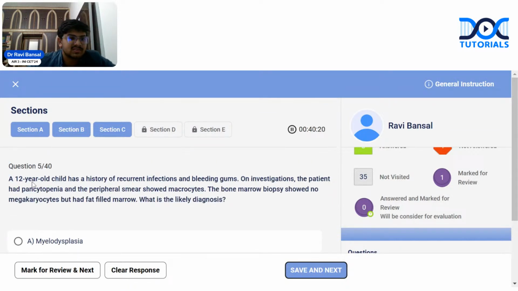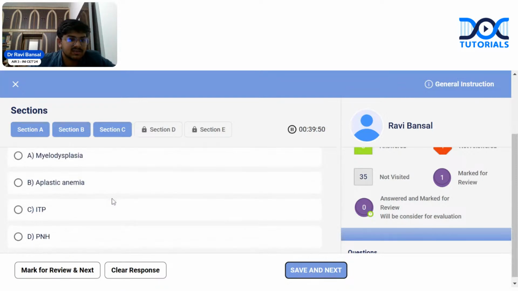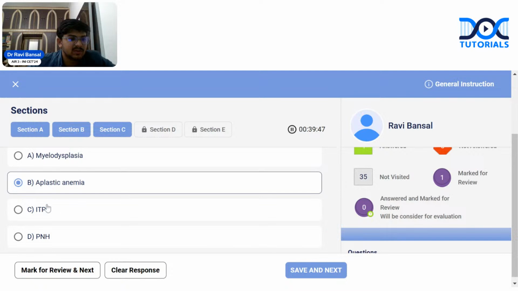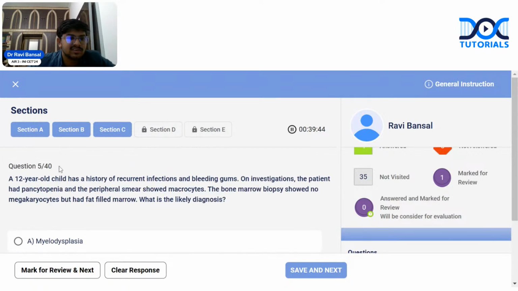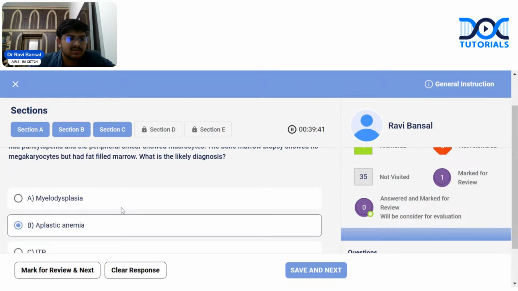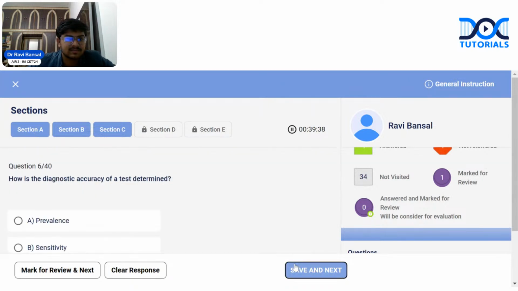What is the most likely diagnosis? A 12-year-old child has a history of recurrent infection and bleeding gums. On investigation, the patient has pancytopenia and peripheral smear shows macrocytes. Bone marrow biopsy showed no megakaryocytes but had fat-filled marrow. Recurrent infection means leukocytopenia. Bleeding gums means platelets are low. Pancytopenia, they have given macrocytes and fat-filled marrow. There are no precursor cells. So this is aplastic anemia. ITP will have only low platelets. PNH will have anemia. Myelodysplasia will not have fat-filled marrow. So aplastic, there are no precursor cells.